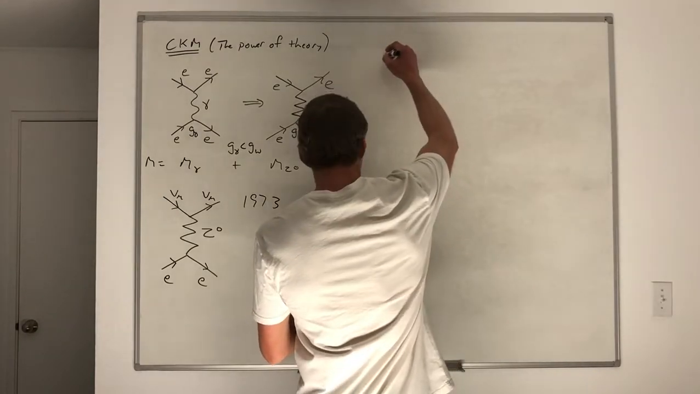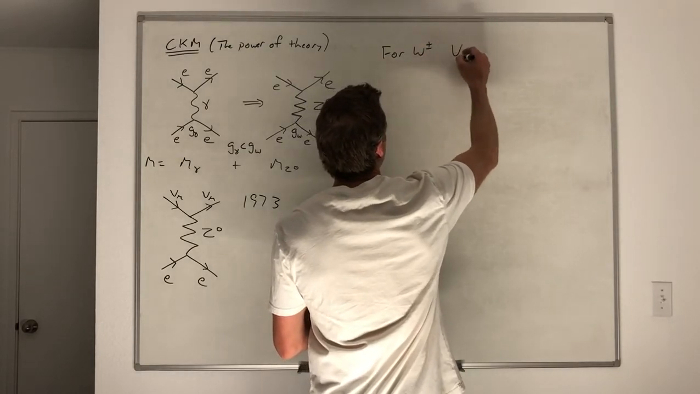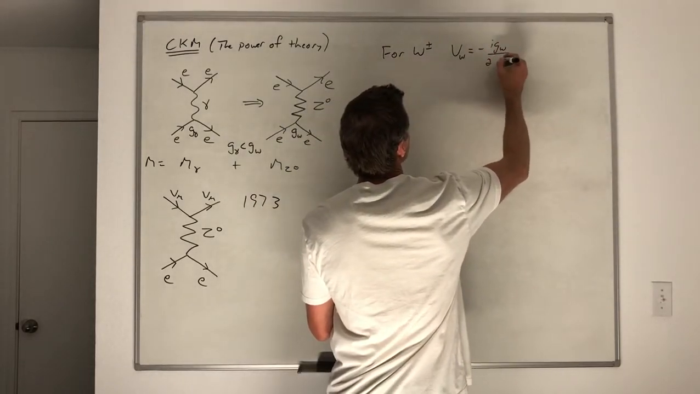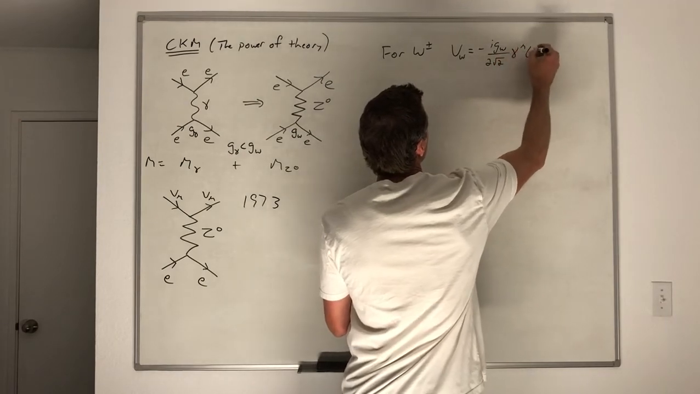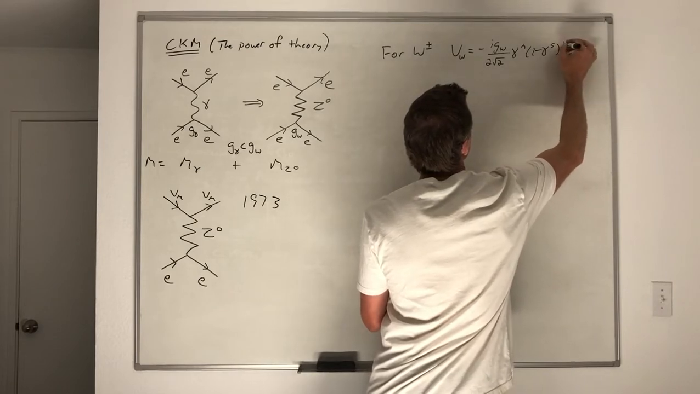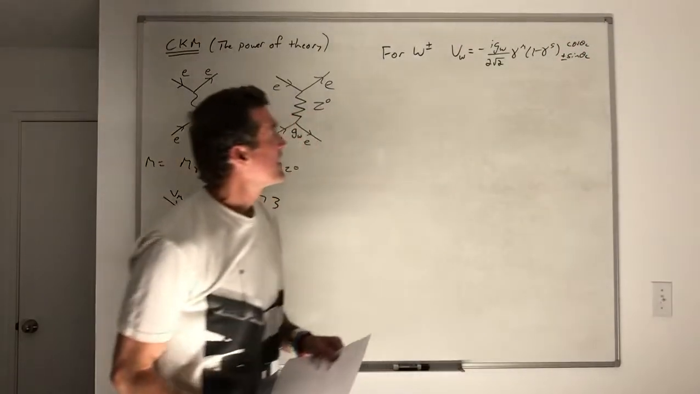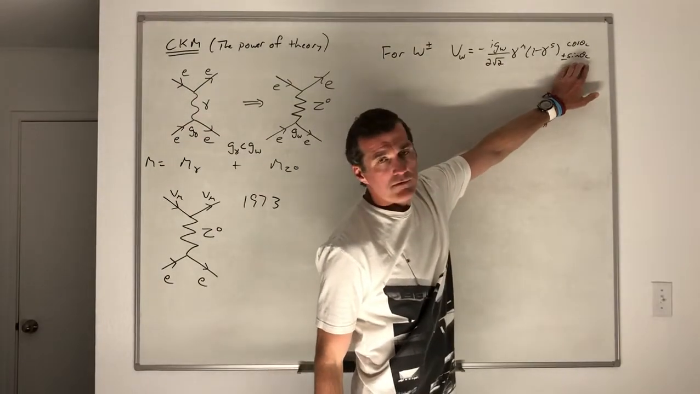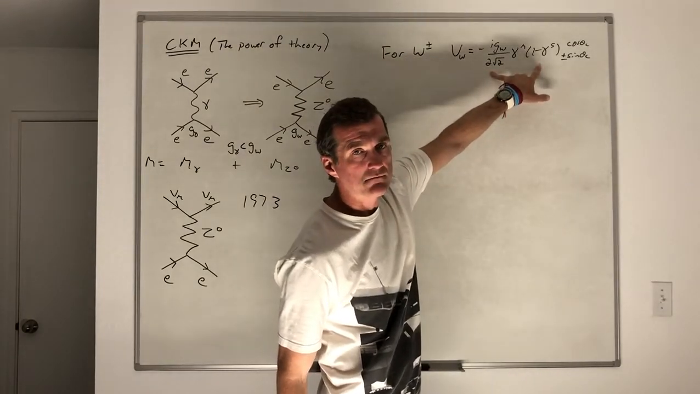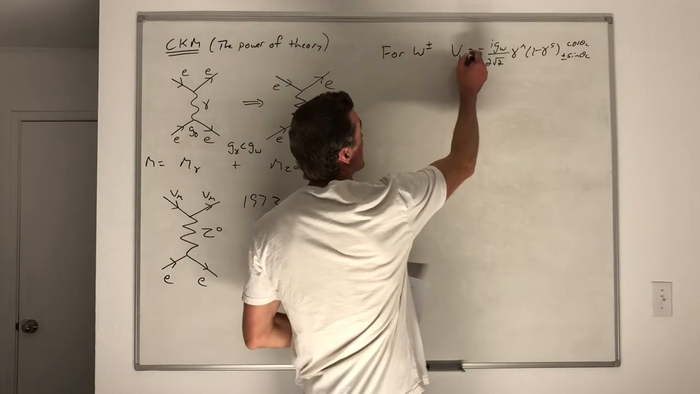For W plus and minus, the vertex factor that you enter has the following form, and I've already written this once: minus i G_W over 2 root 2, gamma mu, 1 minus gamma 5, times either the cosine theta c or the sine theta c, plus or minus on the sine theta. Basically it's this overall Cabibbo-Kobayashi-Maskawa matrix contribution times this thing, and this thing is the same in every interaction vertex. That's if it involves the emission or absorption of a W plus or minus.